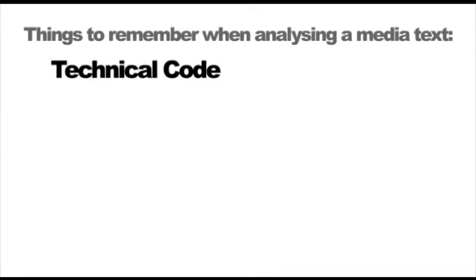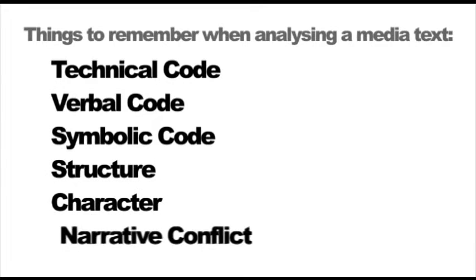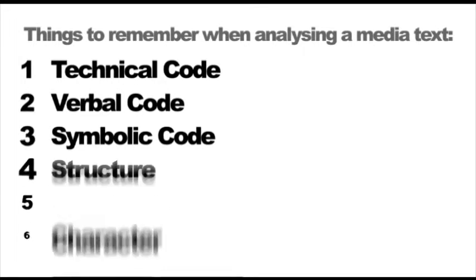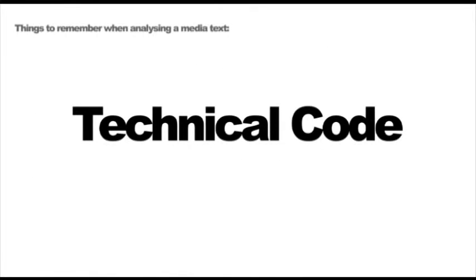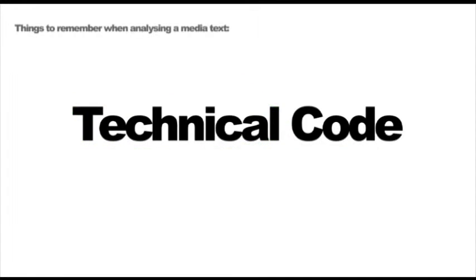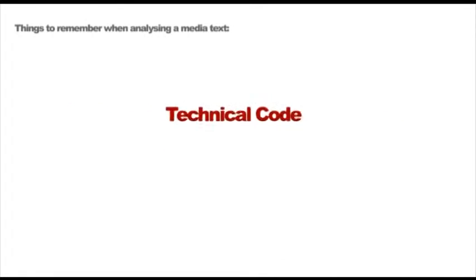When analysing a narrative, you must take into account technical code, verbal code, symbolic code, structure, character, and narrative conflict. So that's 6 things to remember. Technical code. This takes into account anything technical that goes into the narrative process. For example, sound, camera angles, design, and editing. How does the choice of colour or camera angle make you, the audience, feel?